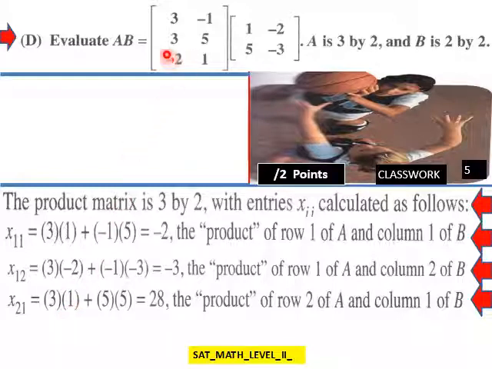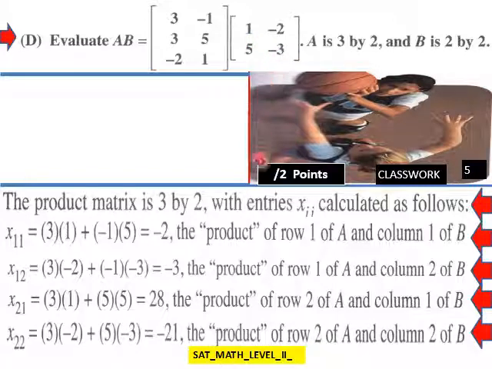And then we go x21. So now we're going to go row 2 times column 1. So we go 3 times 1 plus 5 times 5. This comes out to be 28. So the product of row 2 of A and column 1 of B is 28. And then we're going to go over here: 3 times negative 2 and then 5 times negative 3. And that's negative 21.